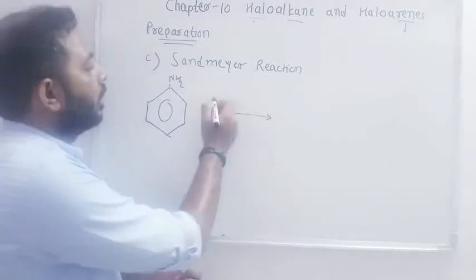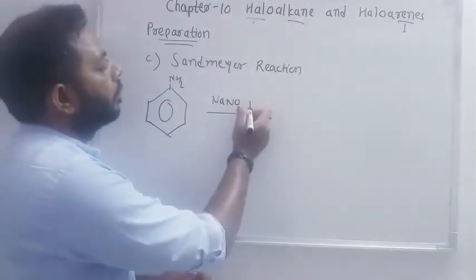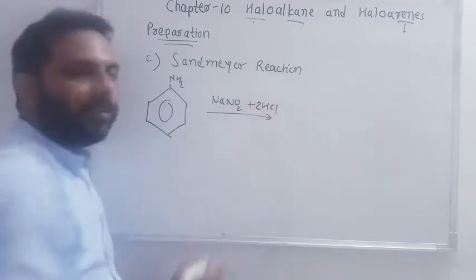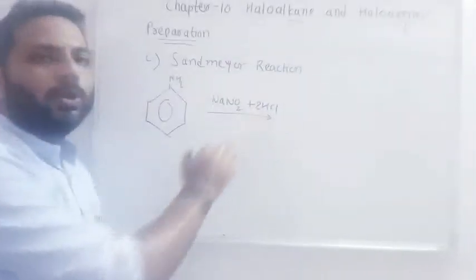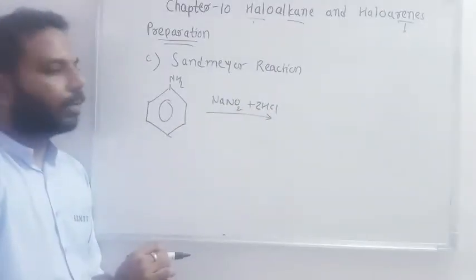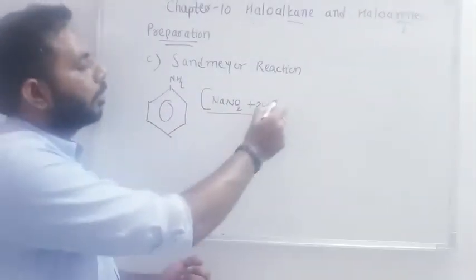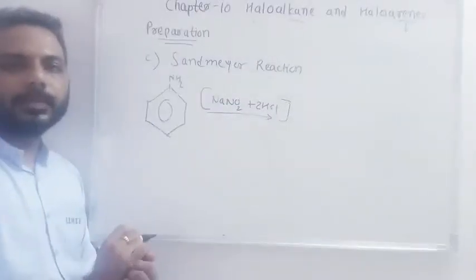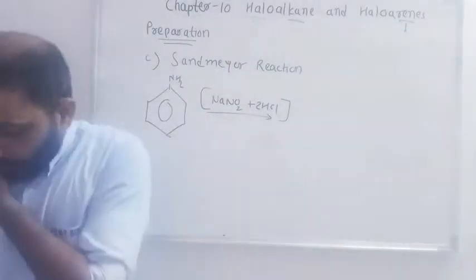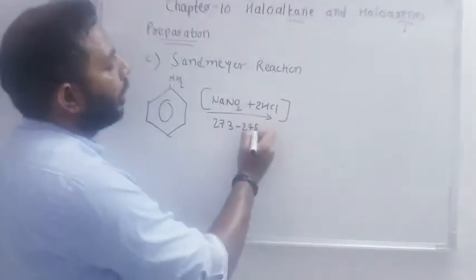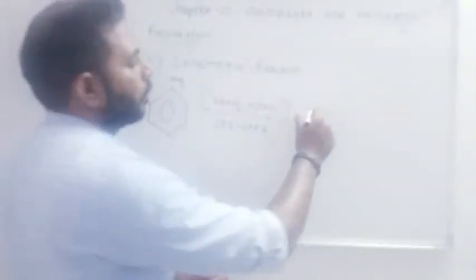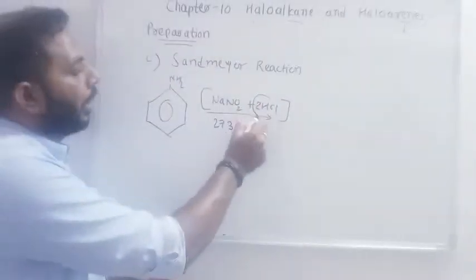Now nitrous acid is a combination of sodium nitrite and HCl. 2 HCl will be there. In the textbook they have not written 2 moles of HCl, but 2 moles of HCl will be there, so make that correction. So aniline reacts with nitrous acid, and nitrous acid is a combination of NaNO2 plus 2HCl. Temperature range is 273 to 278 Kelvin. Okay. Now what will be the products? So understand. 2 hydrogen.